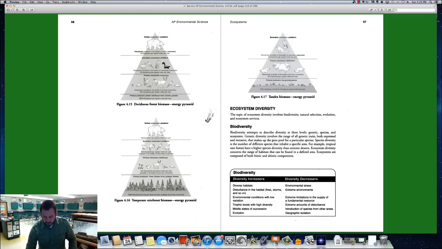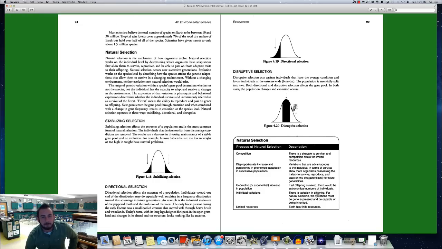So, biodiversity increases with lots of different habitats, disturbance in the habitat itself, like fires, storms, and so on, environmental conditions with low variation, trophic levels with high diversity, middle states of succession, and evolution. Things that decrease diversity are extreme environments, environmental stressors, extreme limitations in the supply of a resource, extreme amounts of disturbance, the introduction of species from other areas, and geographic isolation. Those things narrow biodiversity overall.